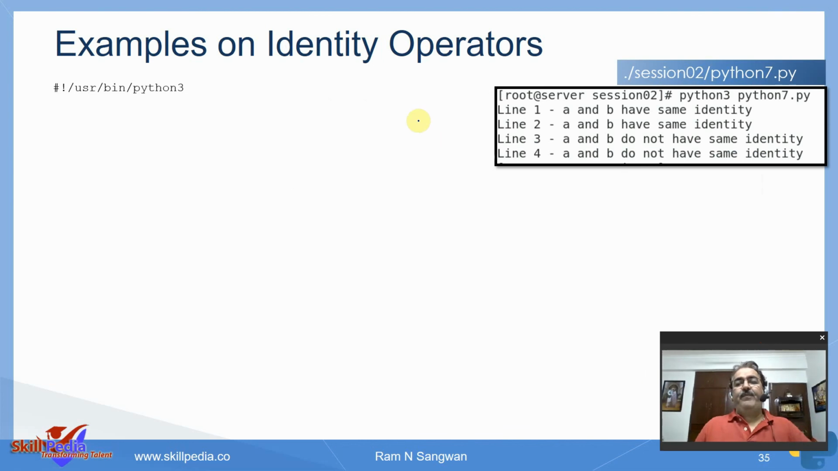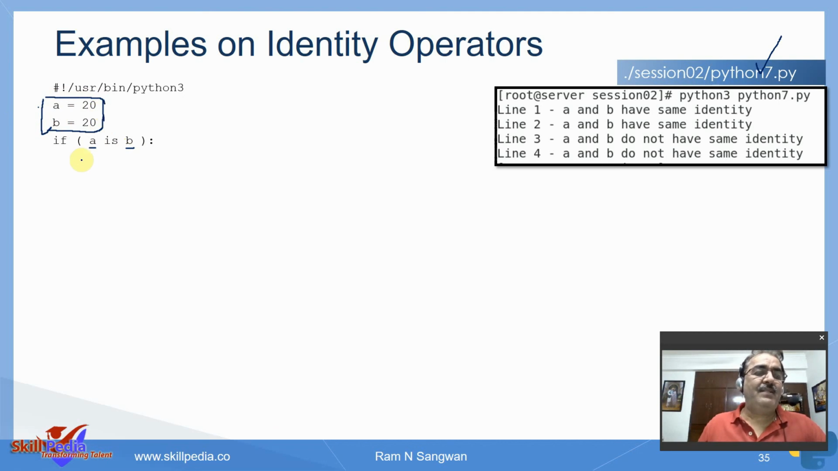That identity operator. This is Python 7 example in your source code. A equals to 20. B equals to 20. If A is B, meaning we are trying to understand, are they sharing the same memory location? Because they are same values. So Python is very intelligent, and they will assign the same memory area, the same space will be given, and that is the reason the answer will be the first line. A and B have same identity, and this is the output.